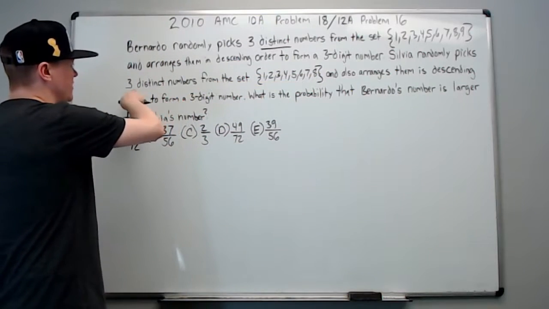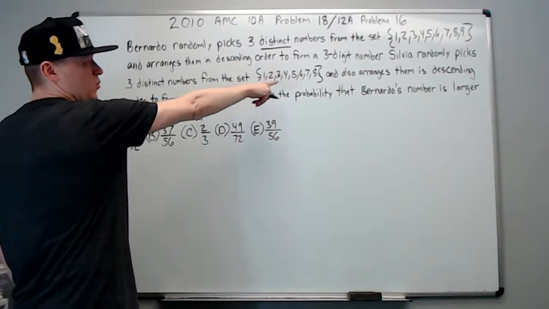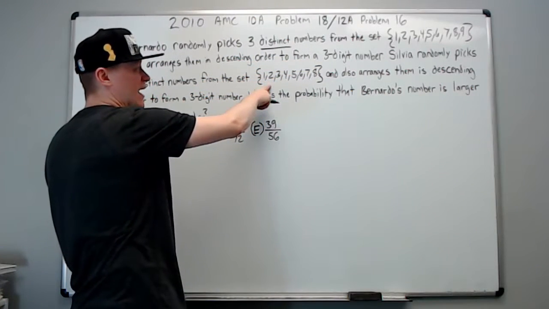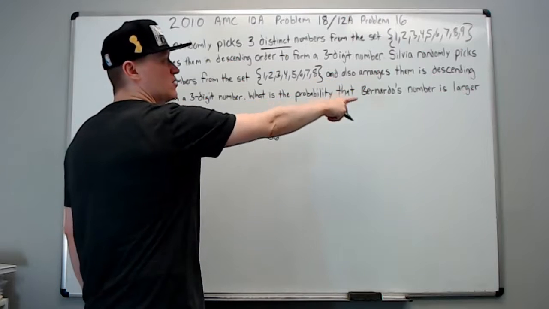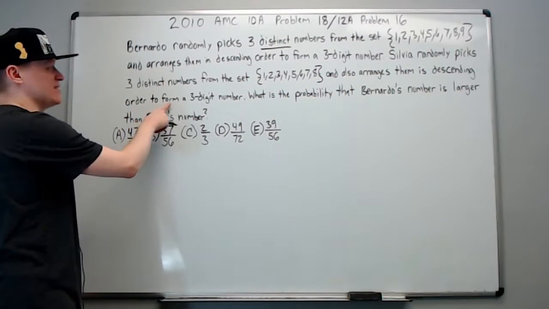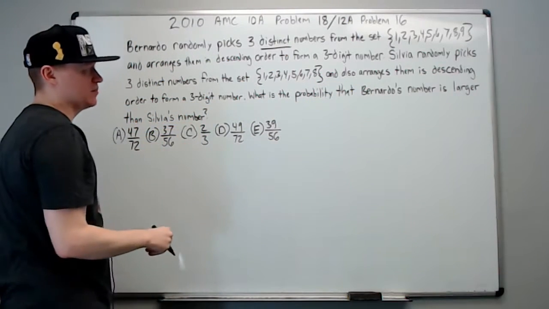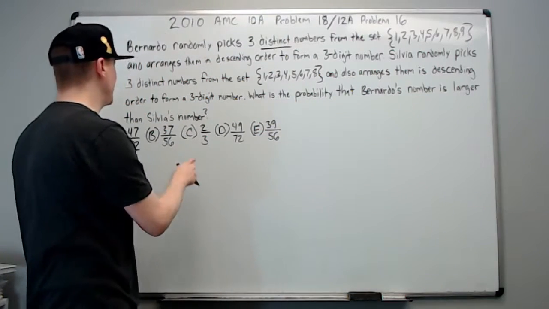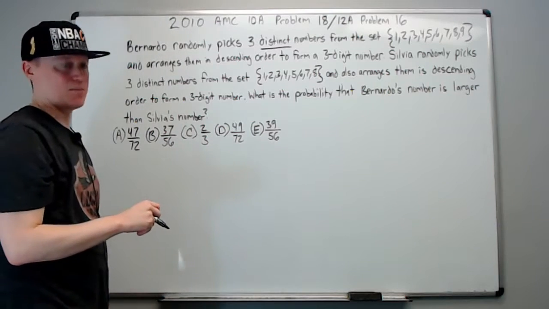Sylvia randomly picks 3 distinct numbers from the set 1 to 8. Okay, so Bernardo had 1 to 9, but Sylvia only has 1 to 8. And she also arranges them in descending order to form a 3-digit number. What is the probability that Bernardo's number is larger than Sylvia's number?